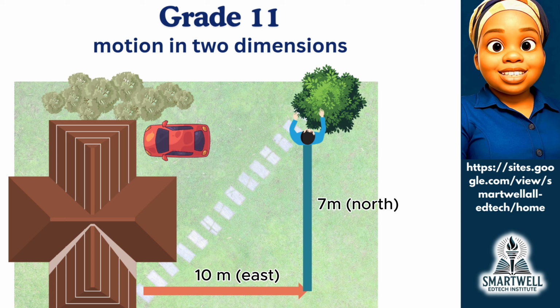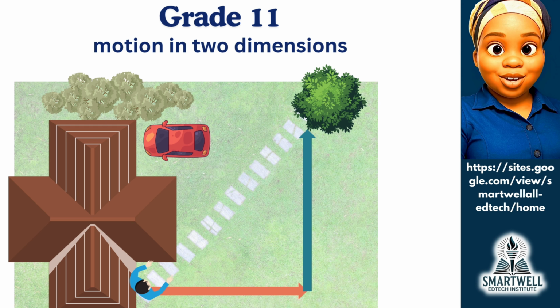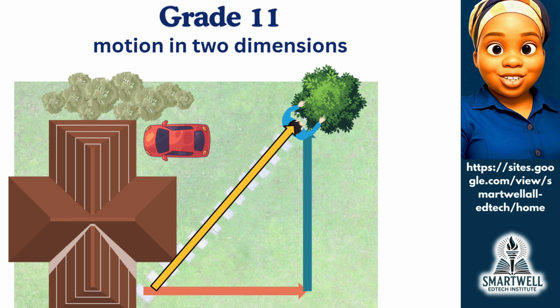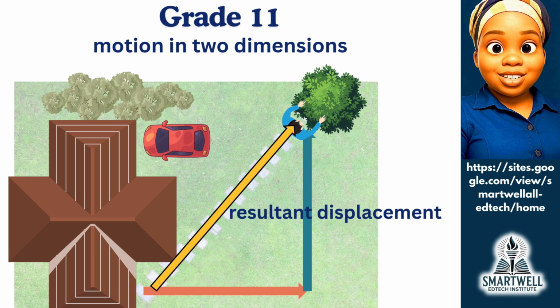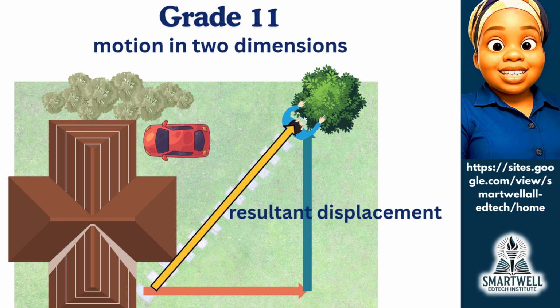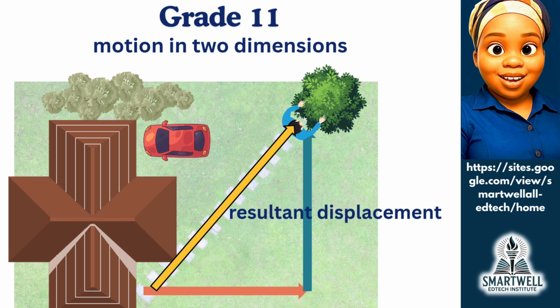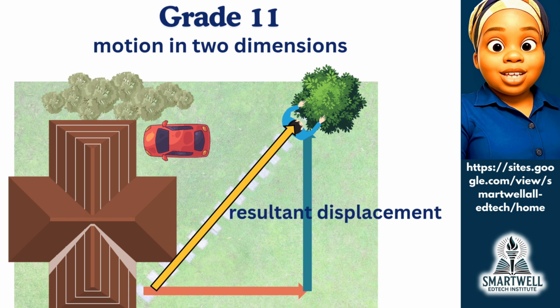Now suppose instead of walking in those two separate paths, you walk straight from the door to the plant. That straight path is the resultant displacement. Why? Because it has the same effect as the two separate displacements combined. That is exactly what a resultant is. One vector that has the same effect as two or more vectors together.